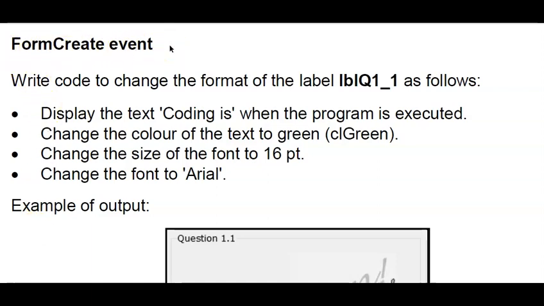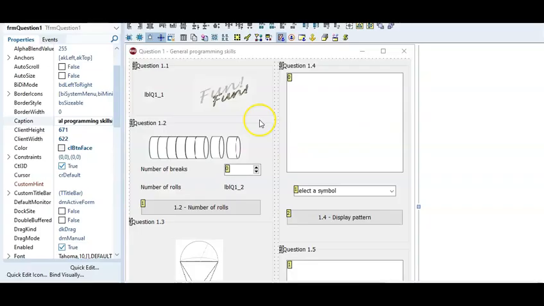So if you look at the first question, it tells us at the top there that we have to code in the form create event. So you need to double click on your form to do this code. And this is what they've asked. They asked us to display the text coding is, in the label LBLQ1_1. Change the color of the text to green. Change the size of the font to 16 and the font to Arial. Press pause and try it yourself.